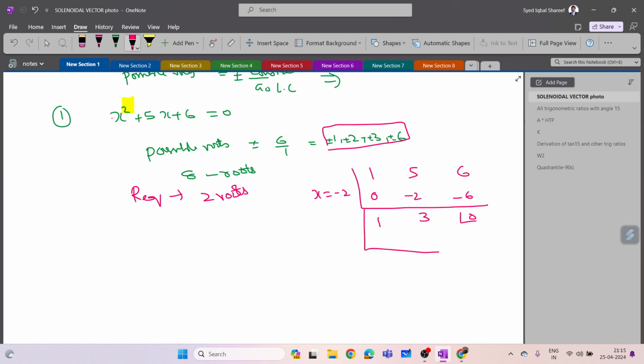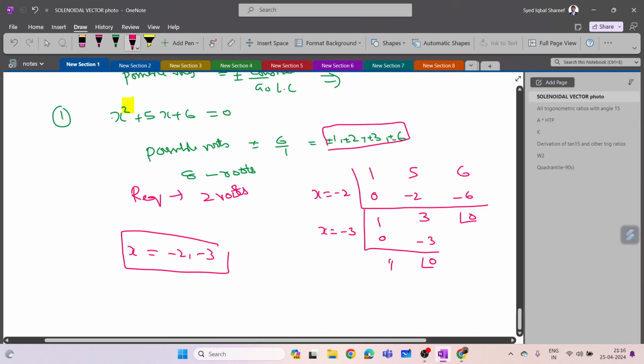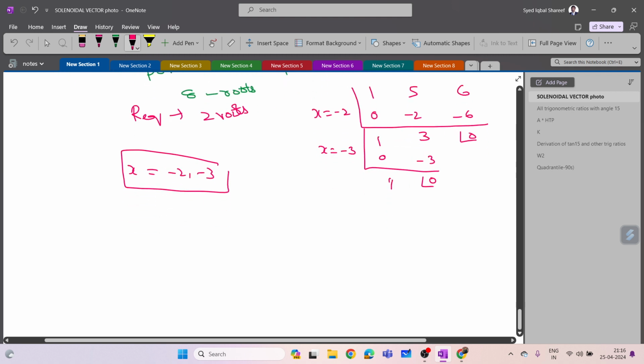Now again, suppose I take x equal to minus 3. 0 plus 1 is 1, minus 1 times plus 3 is minus 3. So gone, minus 3 plus 3. Therefore, the roots are x equal to minus 2 and minus 3. Two roots because it is a quadratic equation of degree 2. The roots may be rational or irrational. I have taken a simple example to show real roots.